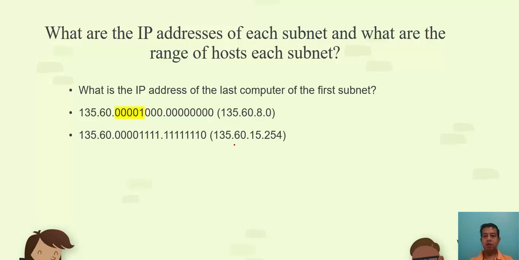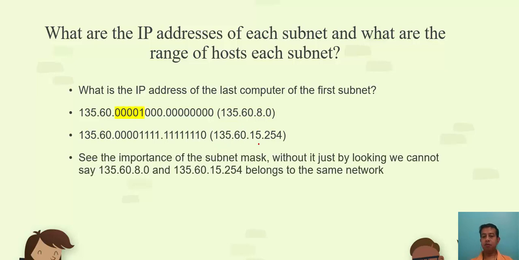The IP address is 135.60.15.254. Now see the importance of the subnet mask. Using the subnet mask, I can segregate the network part and the host part. Just by looking at 8.0 and 15.254, you cannot simply say they belong to the same subnet. So you have to understand the process. That was my first subnet, and those were the IP addresses of the hosts connected to that first subnet.